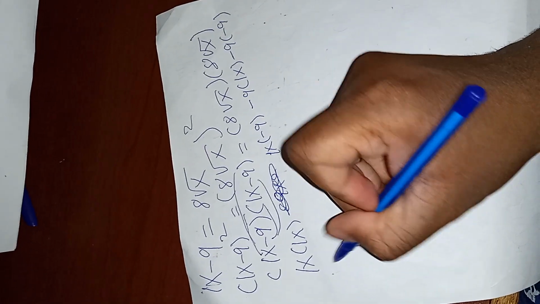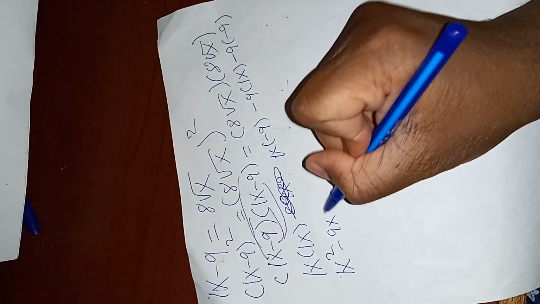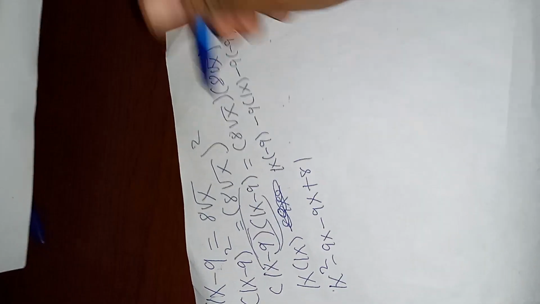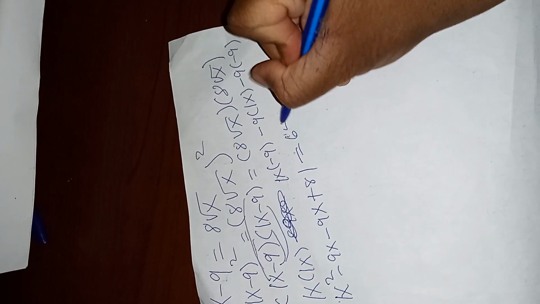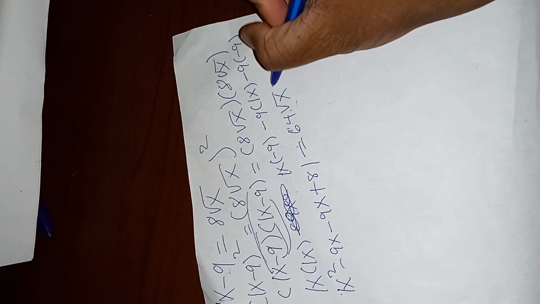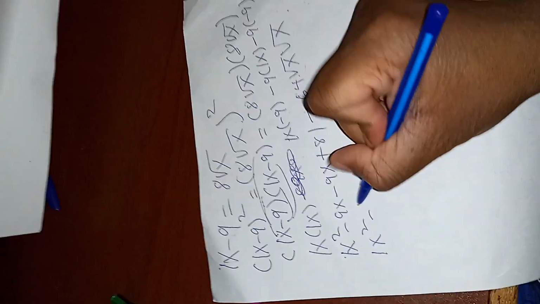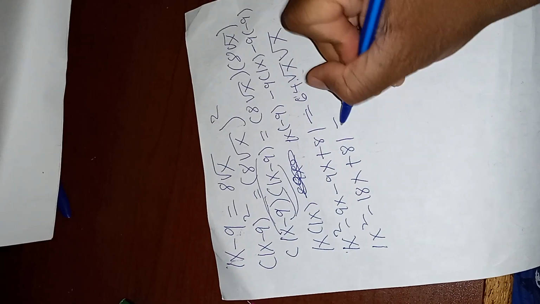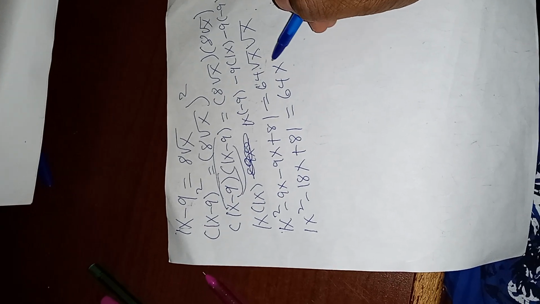It's going to equal 1x squared minus 9x plus 81 is equal to 64 square root of x times square root of x. So this is going to be 1x squared minus 18x plus 81 equals 64x, because the square root of x times square root of x brings an x out.